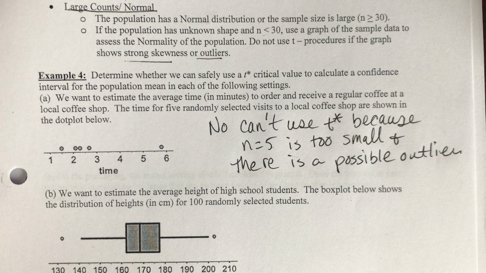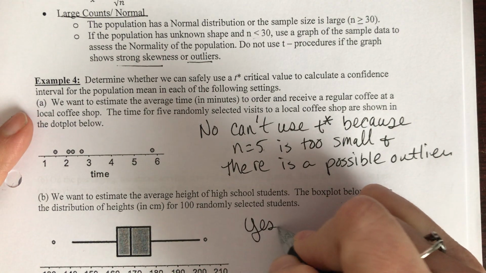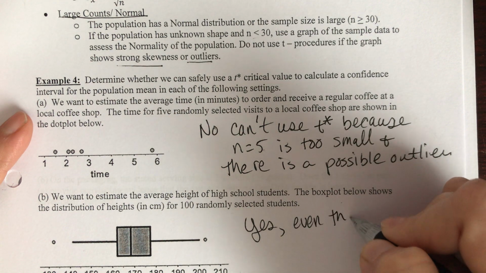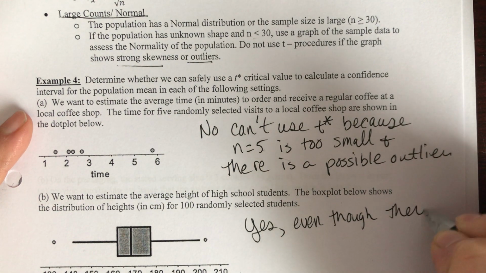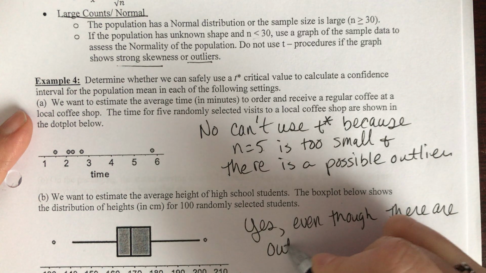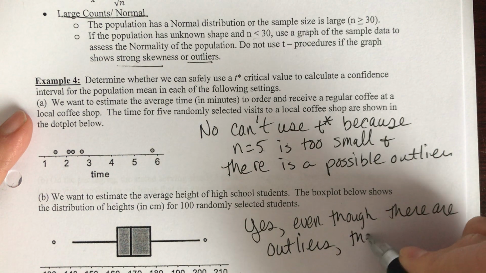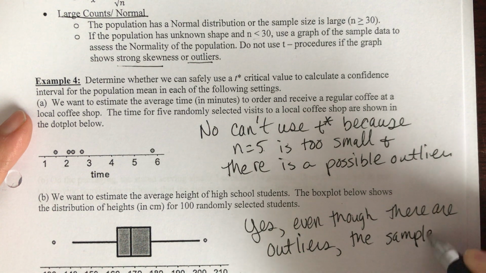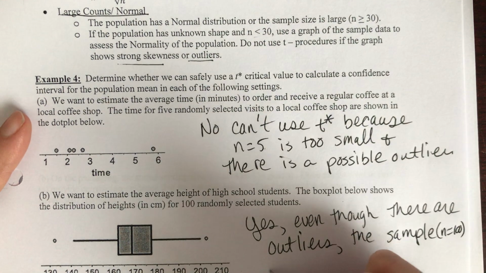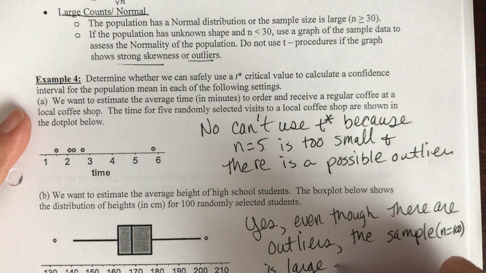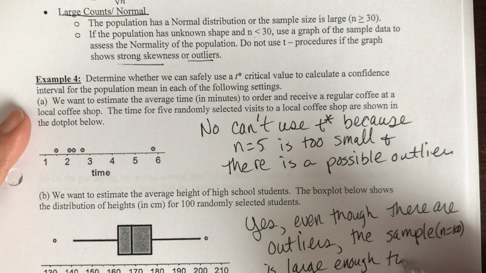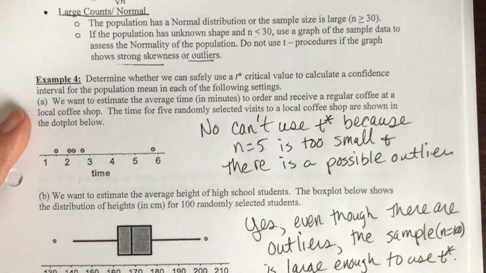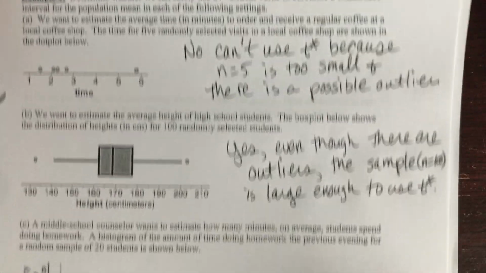For B, we want to estimate the average height of high school students. The box plot below shows the distribution of heights in centimeters for 100 randomly selected students. So can we use this? We've got n. n is 100. So yes, even though there are outliers, the sample is large enough to use t-star. n is greater than or equal to 30.